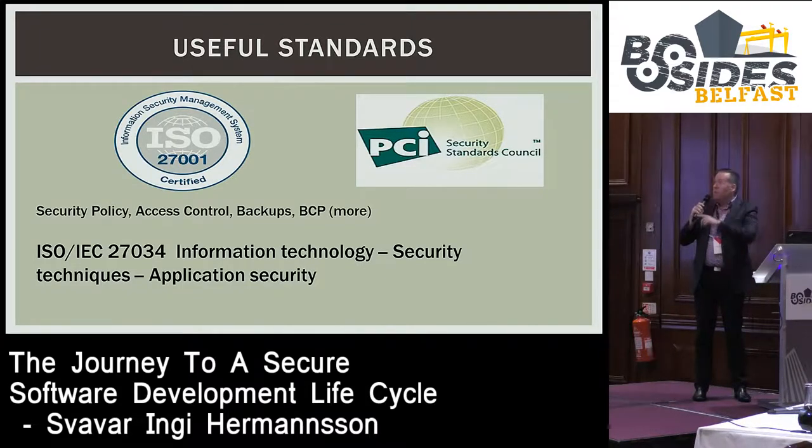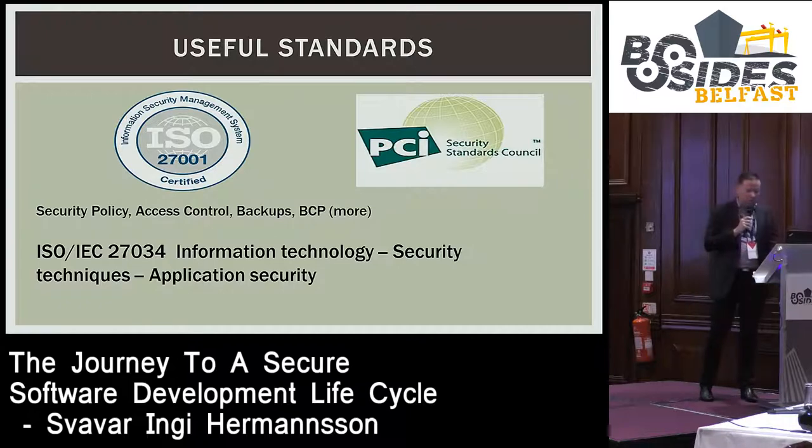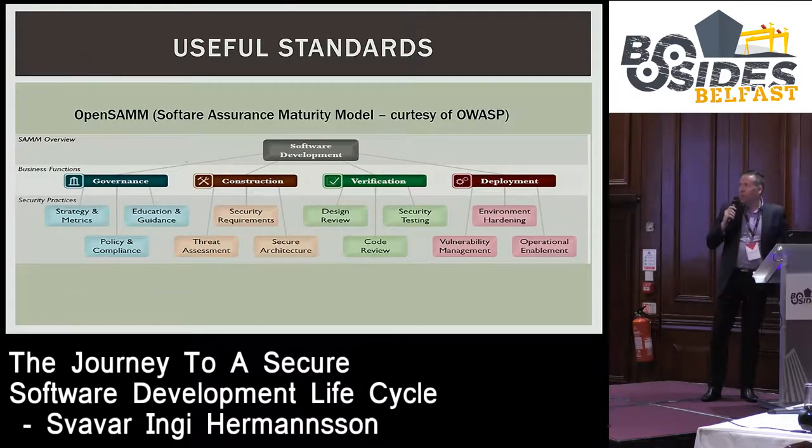And keeping in mind that PCI and PA-DSS are free, if you just want a single copy of ISO 27001 and 27002, you're going to have to pay a few hundred dollars. If you want a single copy of parts 1 and 2 of ISO 27034, that's going to be a few hundred dollars. So I always like things when they're free.